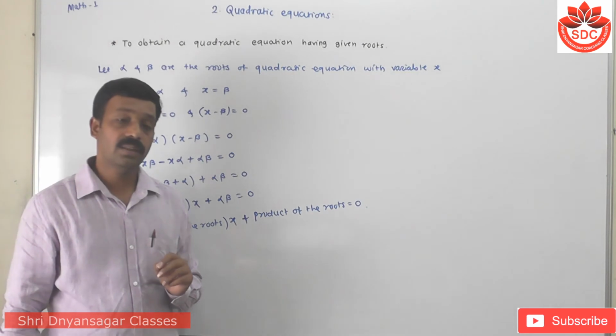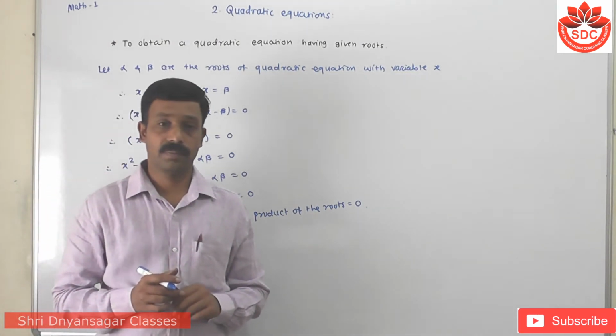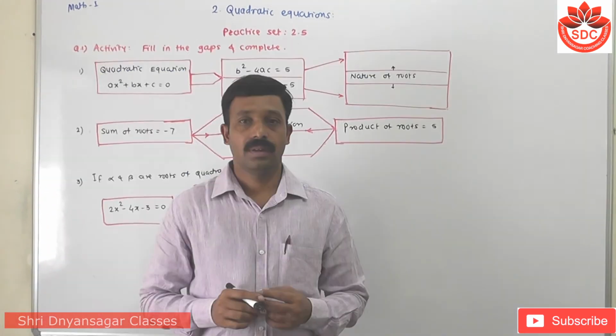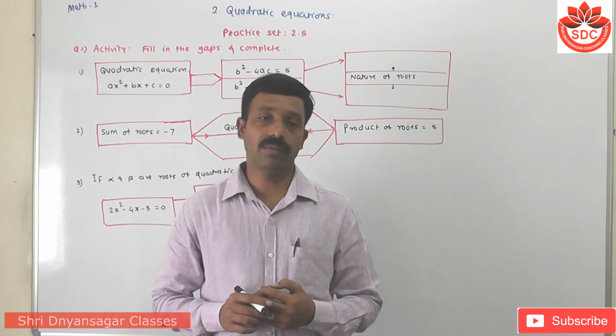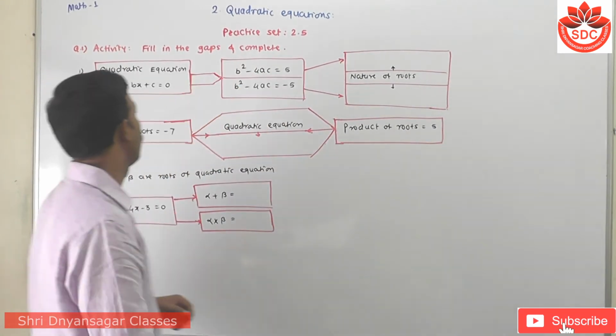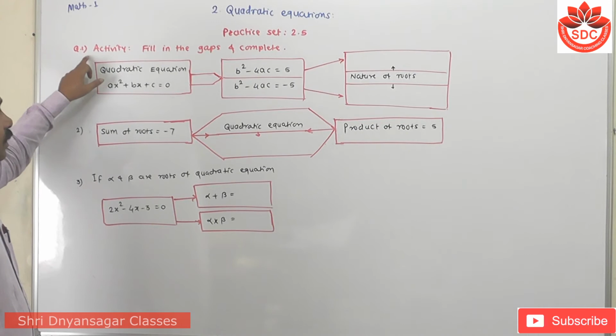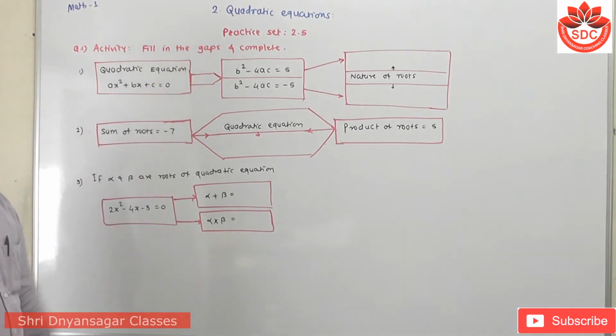Okay, can you understand this? We see the practice set. Let's see the practice set 2.5. The first question is an activity question. Fill in the gaps and complete it.